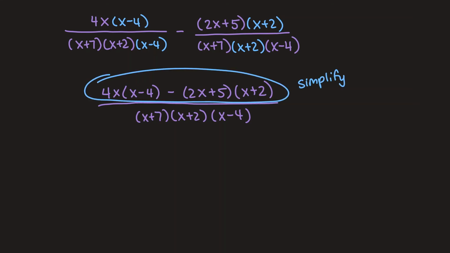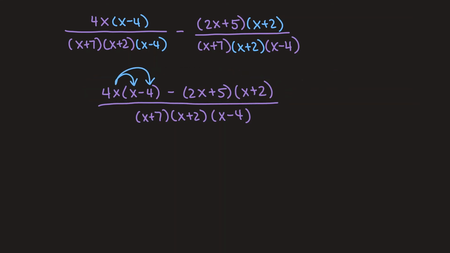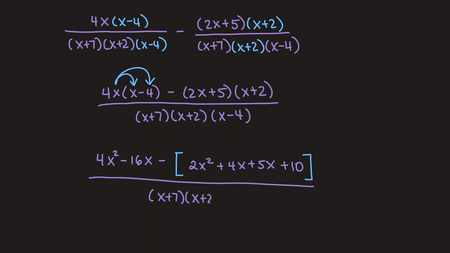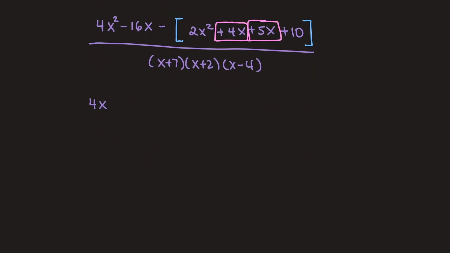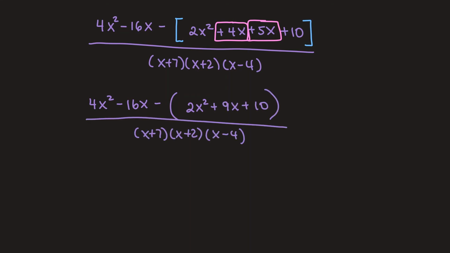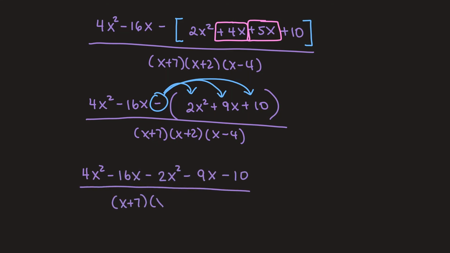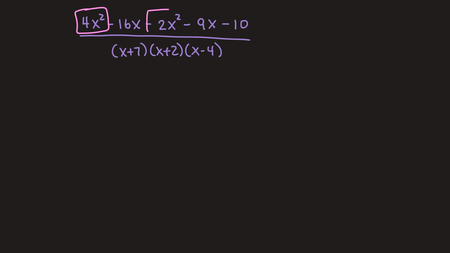Now we need to simplify the numerator, so distribute the 4x, and then we'll need to multiply these two factors. And then make sure to enclose their product in grouping symbols, because we will eventually have to distribute the negative to each term. Simplify further by combining like terms. Distribute the negative, and then continue to further simplify.